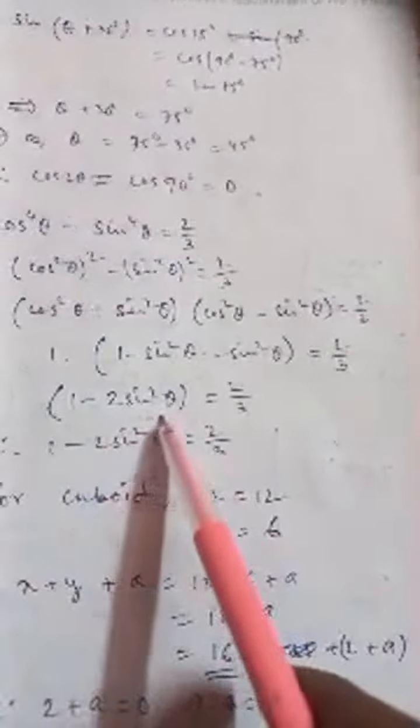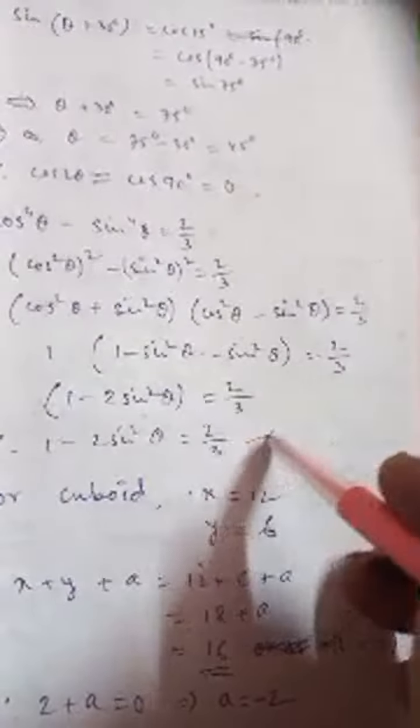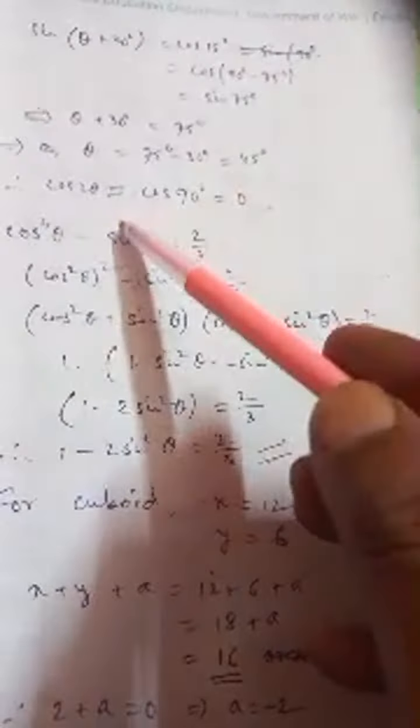1 minus 2 sin square theta. So 1 minus 2 sin square theta value is 2 by 3. So it remains the same value. The form is different, but the value is the same.